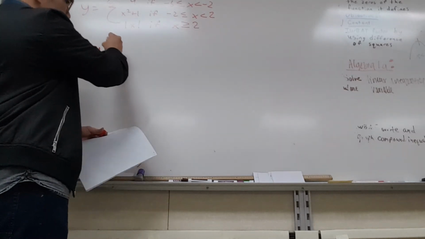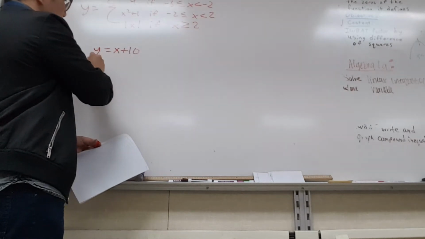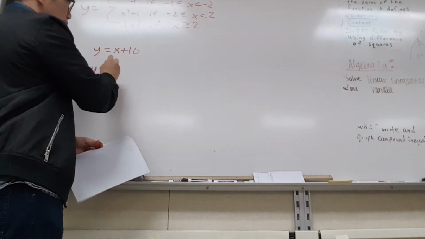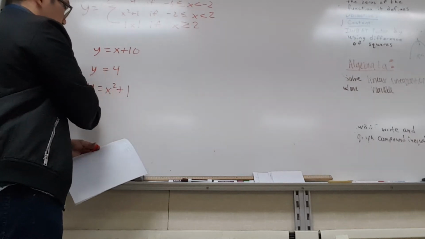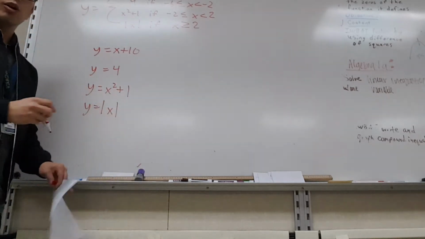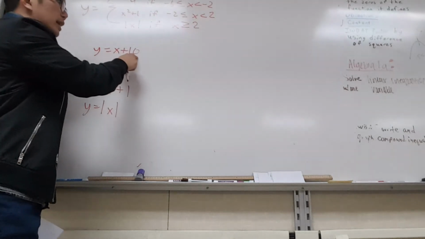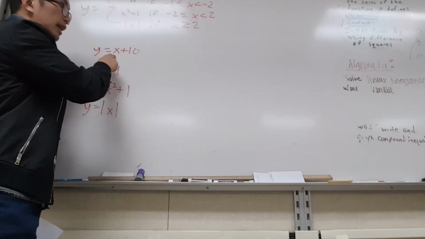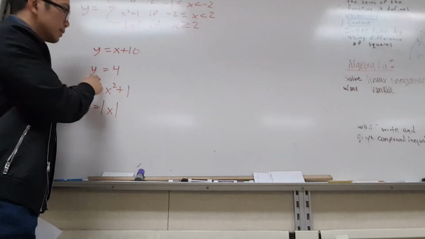You have y is equal to x plus 10. You have y is equal to 4. Y is equal to x squared plus 1. And y is equal to the absolute value of x. You should know what all of these look like. Y equals x plus 10 is a line that has a slope of 1 and a y-intercept of 10.